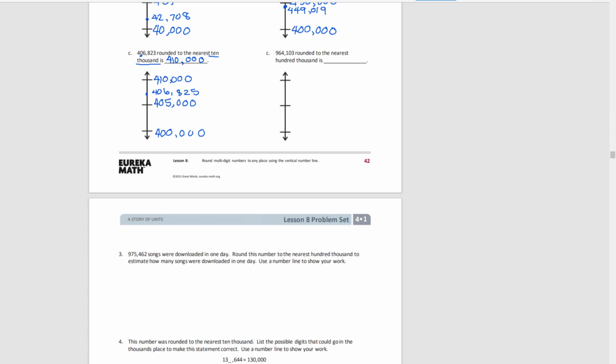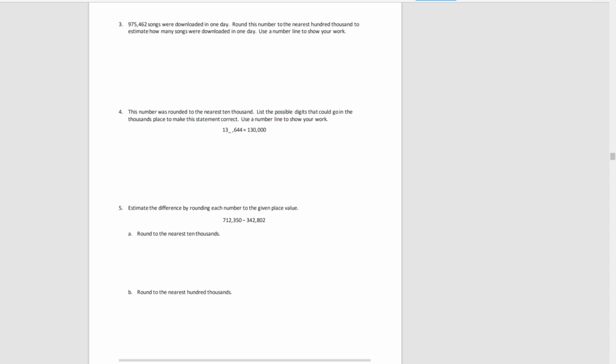For C, we already have 900,000 on the low end. The next highest 100,000 would give us 1,000,000, which is 1 million. The midpoint would be 950,000. 964,000 would be more than 950,000. So if we round, our nearest 100,000 would be 10 100,000s, which we write as 1 million. Okay, moving on. Number 3.